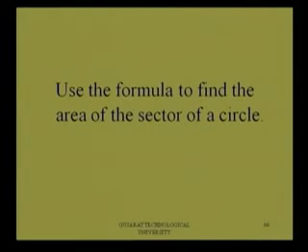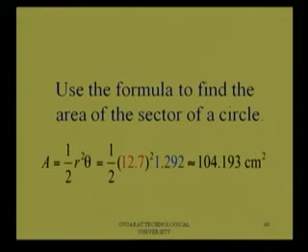Use the formula to find the area of a sector of a circle, that is 1 by 2 r square theta, and the radius is 12.7. When we replace the values in the formula, we will get 104.193 centimeter square as the area of the sector.